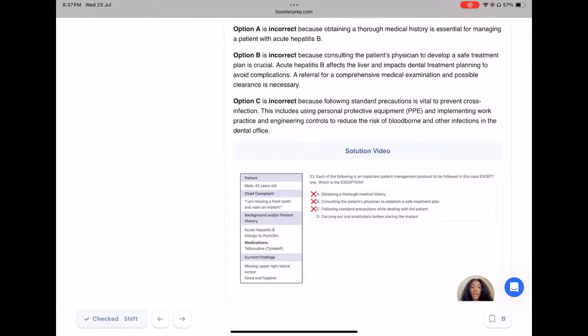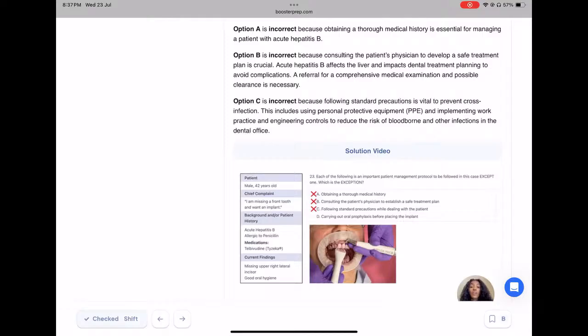Option D reads carrying out oral prophylaxis before placing the implant. So oral prophylaxis is used to clean the mouth of plaque and calculus. But if a patient has a disease and it's in its infectious stage, it should never be done. This is just going to spread the infection to other patients and to staff. So this is a false statement and it makes it the correct answer for this question.